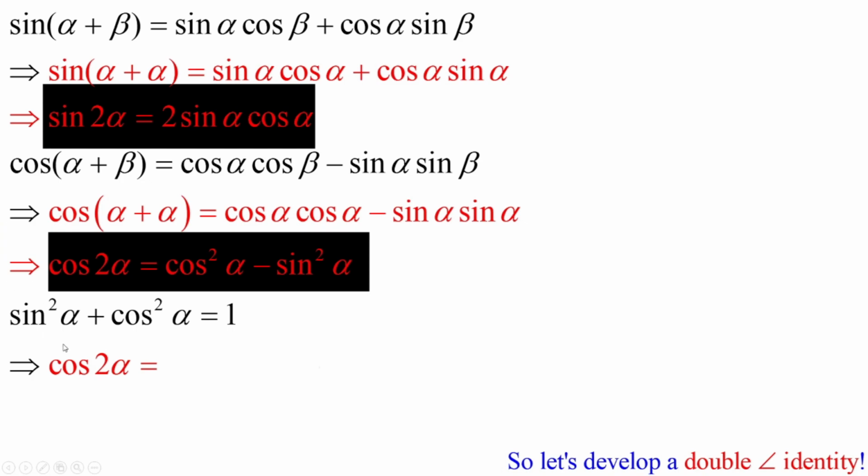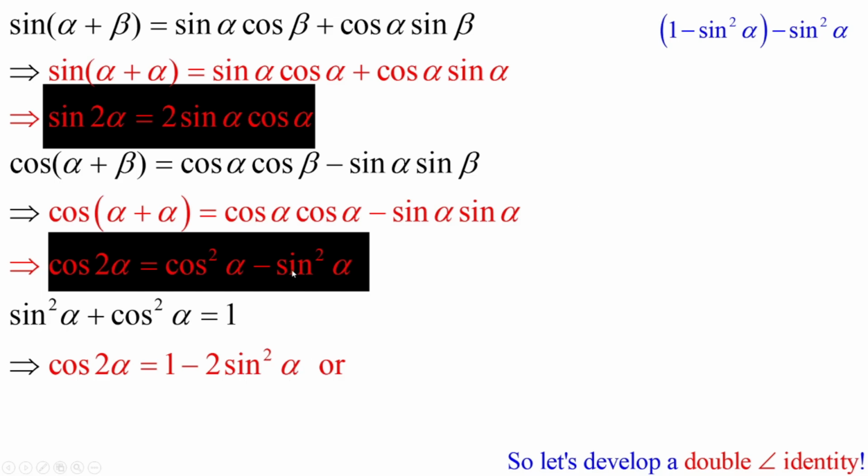So I'm going to say cosine of 2 alpha is, and do you see this cos squared of alpha right here? What if I thought of that as 1 minus sine squared of alpha? So 1 minus sine squared of alpha minus another sine squared of alpha, and that becomes 1 minus 2 sine squared alpha. And there's your second identity right there. Okay, now the third one.